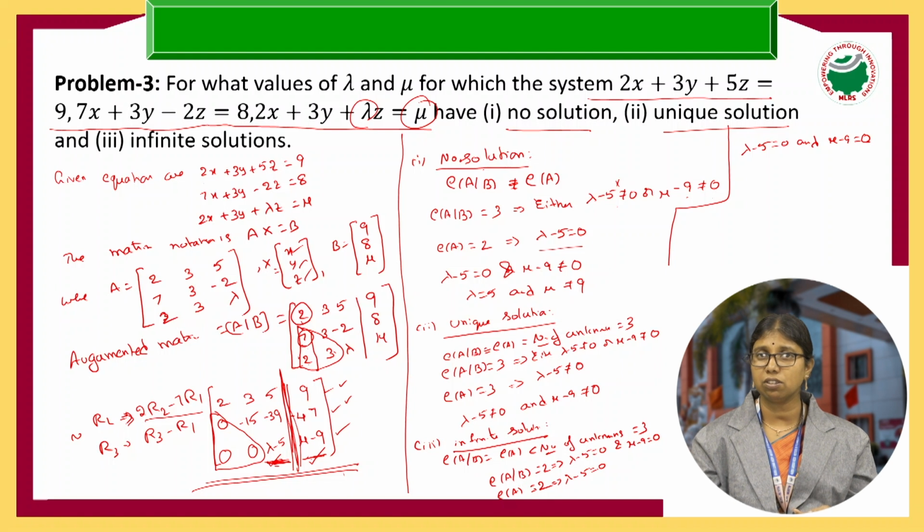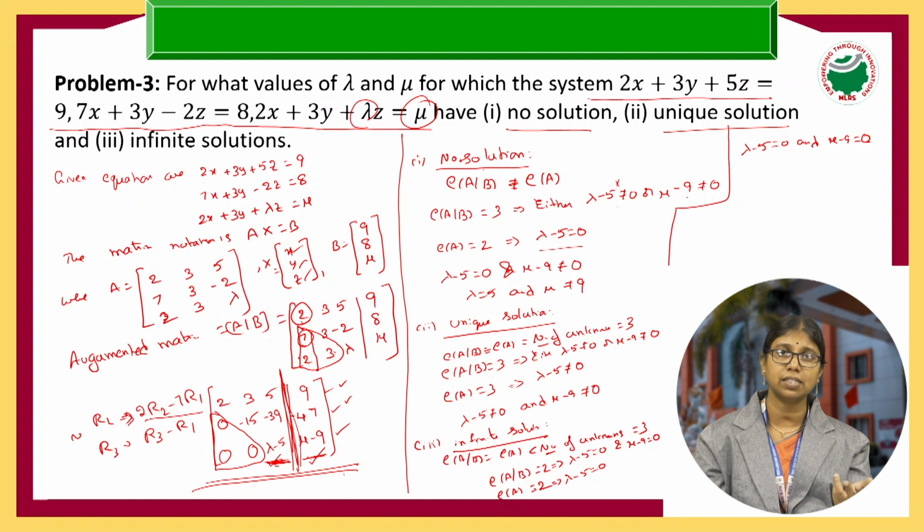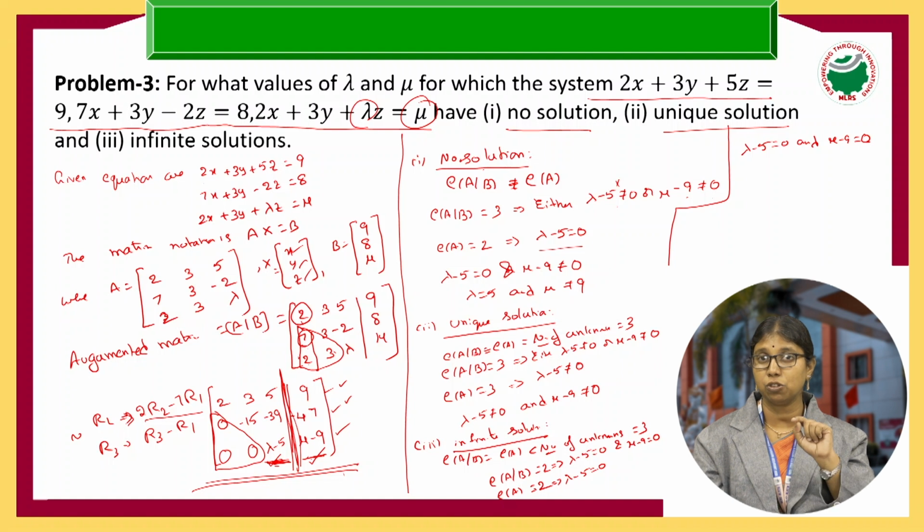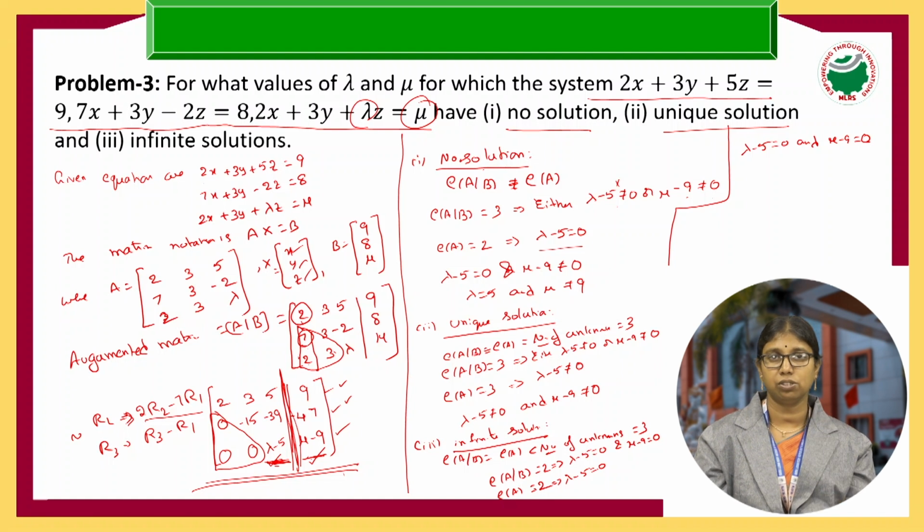When it has a unique solution, both ranks must be equal to the number of unknowns, and the system has a unique solution. If both ranks are less than the number of unknowns, then the system has infinite solutions. To calculate the solution, again you have to take the matrix representation, choose the values of A and B from the matrix which you converted to echelon form, and write the equation form. On simplification, you will get the solution, whether it is unique or infinite.